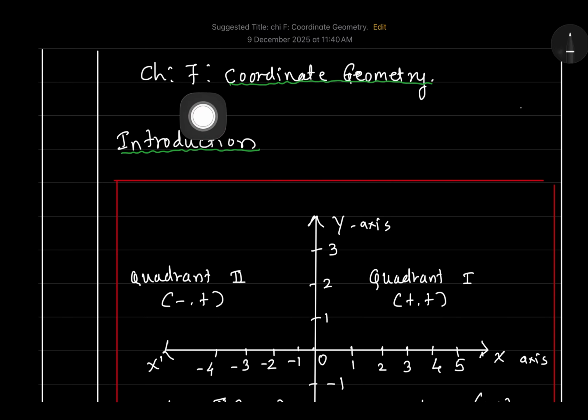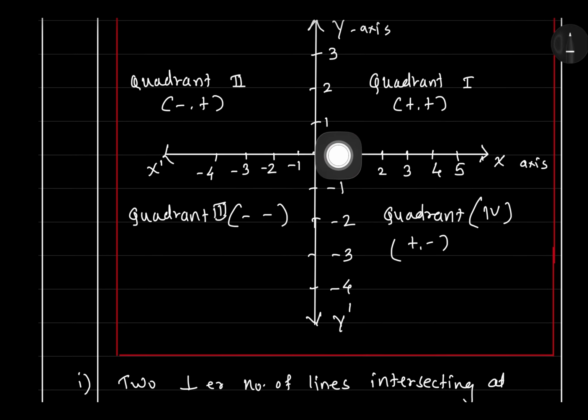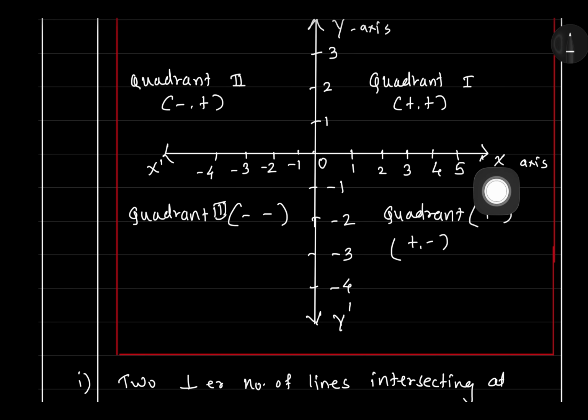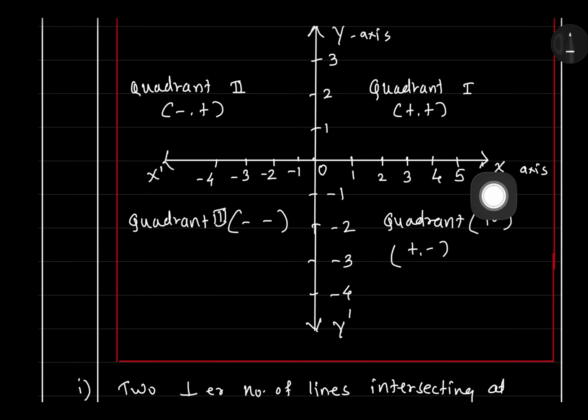Now in this video we'll see chapter 7, coordinate geometry. Here the introduction starts. Here, figure, number lines are there. Suppose here the x-axis is there, a horizontal number line, and another vertical number line, that is the y. We give these axes names: the horizontal number line is named x and x dash, and the vertical number line is y and y dash.